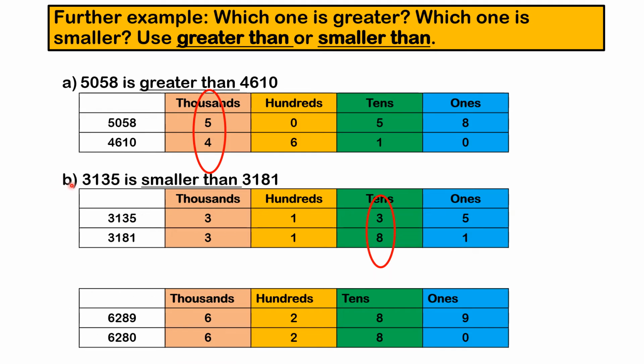3 tens is smaller than 8 tens. Therefore, 3,135 is smaller than 3,181.